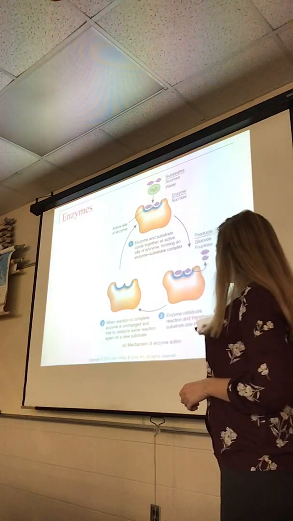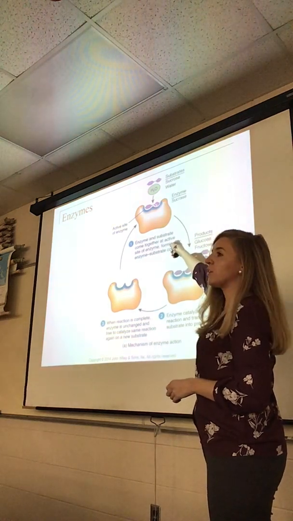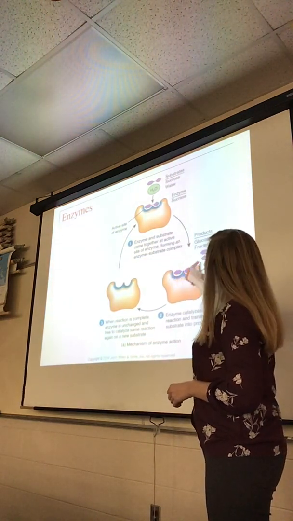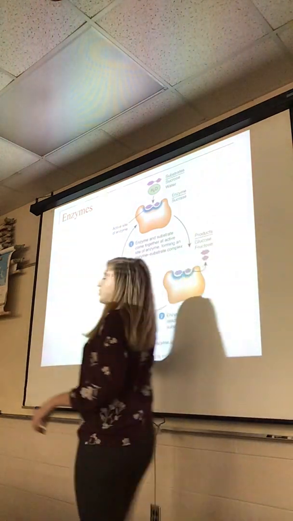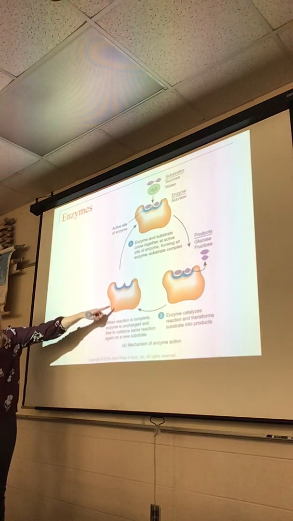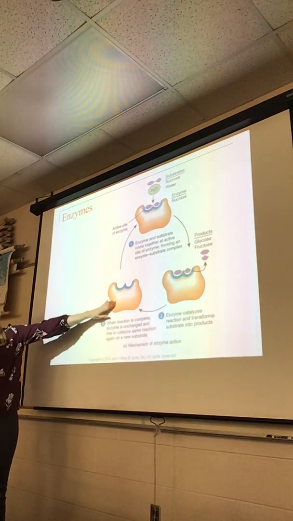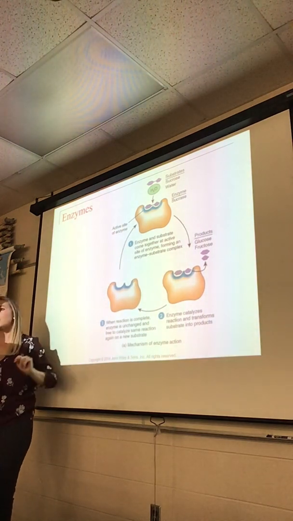The enzyme catalyzes the reaction and it transforms the substrate, so we call whatever goes into the active site the substrate, into our products, glucose and fructose. Now notice how efficient it is. When it gets done, it's not used up. It can go back and do the same thing. It is always specific for only sucrose, the enzyme sucrase, and it can be used over and over and over again.